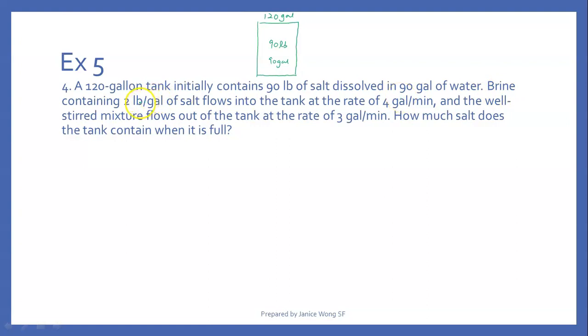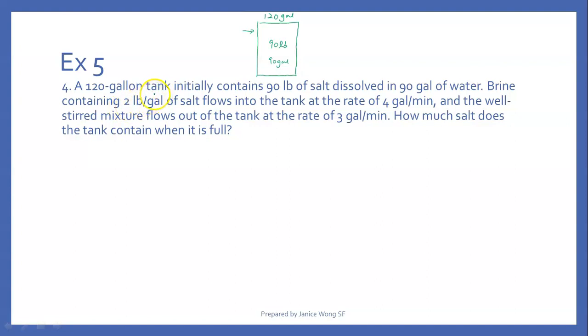Brine containing 2 pounds per gallon of salt flows into the tank at the rate of 4 gallons per minute. This is the salt, 2 pounds per gallon. So it is actually the concentration of the salt. Just like making a glass of Ribena. If you want the Ribena to be very concentrated, you put more Ribena into say 200 cm cube of water. So this is actually the concentration of the salt.